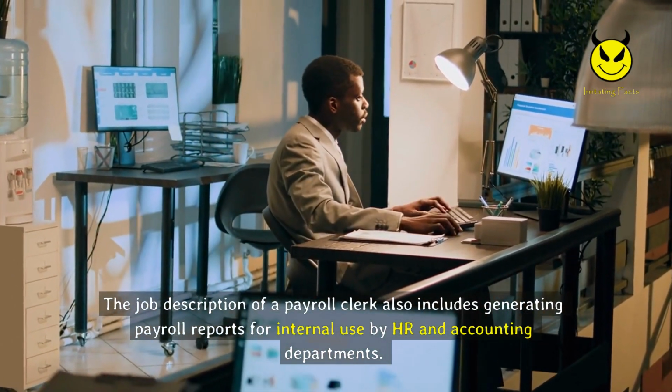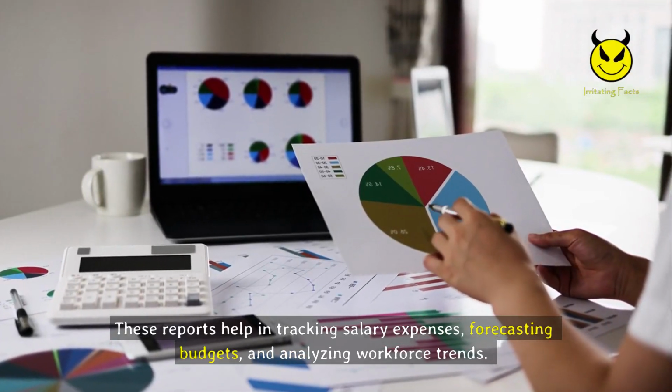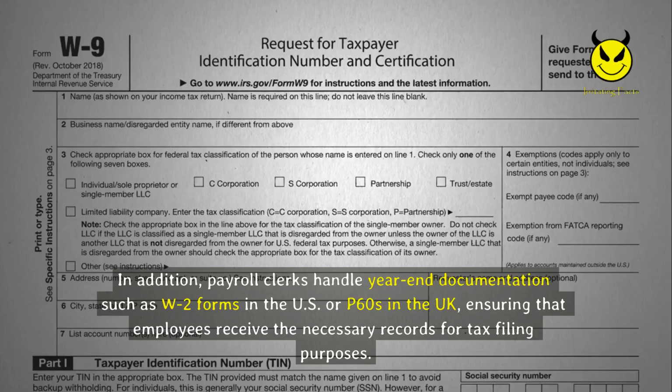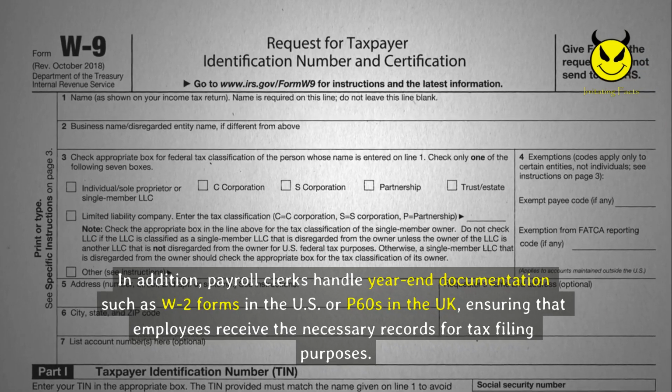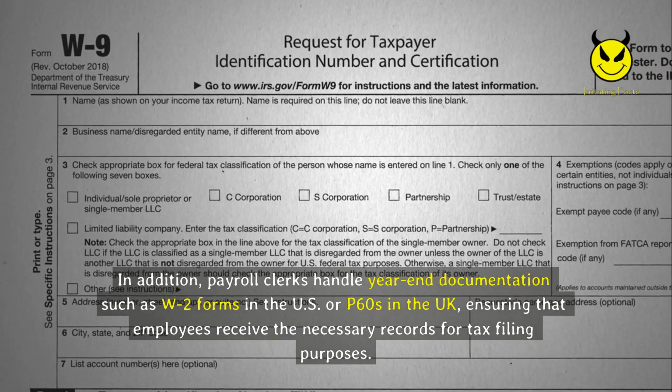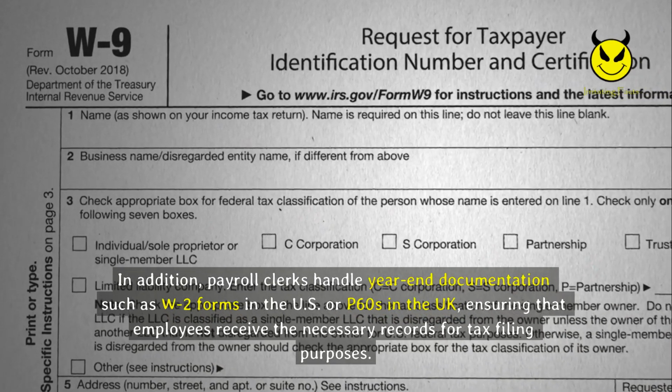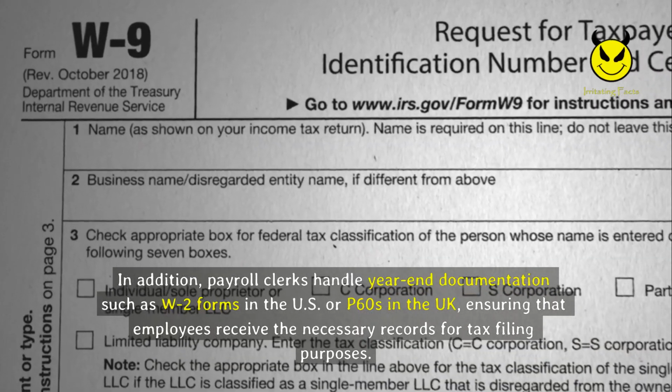HR and accounting departments. These reports help in tracking salary expenses, forecasting budgets, and analyzing workforce trends. In addition, payroll clerks handle year-end documentation such as W-2 forms in the US or P60s in the UK, ensuring that employees receive the necessary records for tax filing purposes.